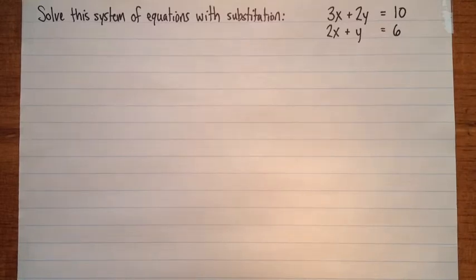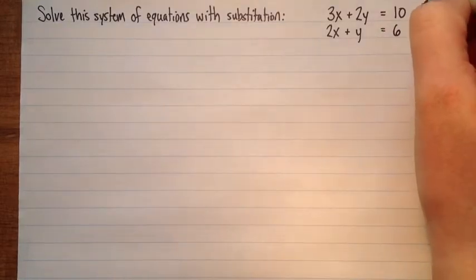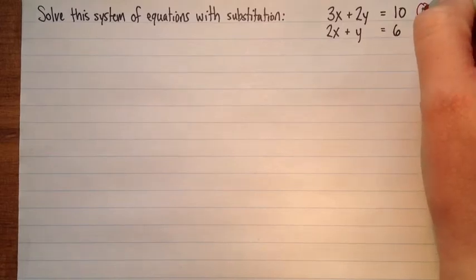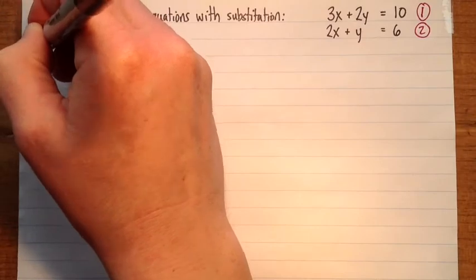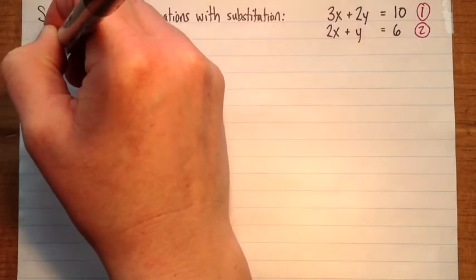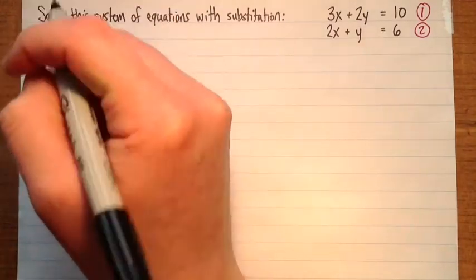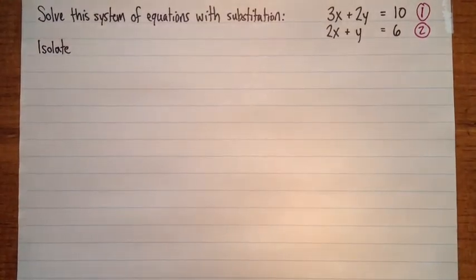Okay, so again, I'm going to number these. I'll call this 1 and 2. And so we need to isolate one of the variables. And this is one of the things you need to write as you're doing it: explain what you're doing. Isolate, and then you'll usually say you're isolating x or isolating y, and then explain which equation you're doing it in.